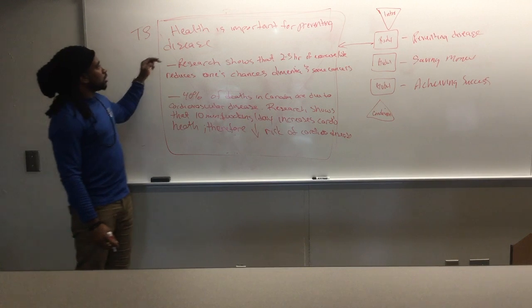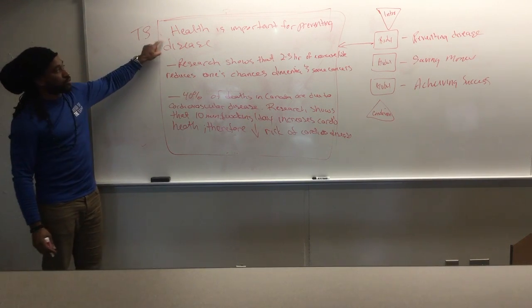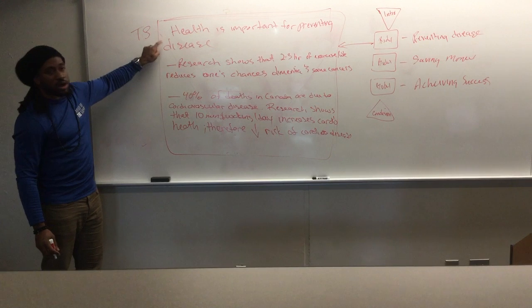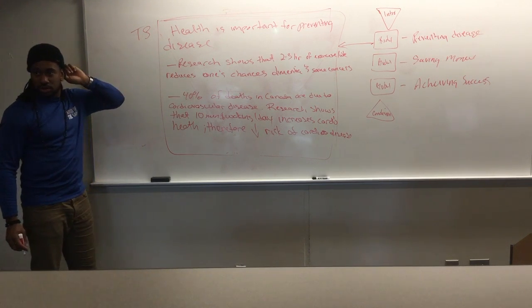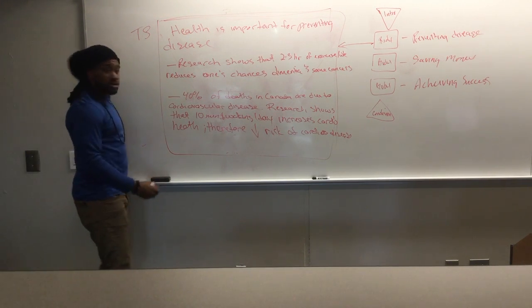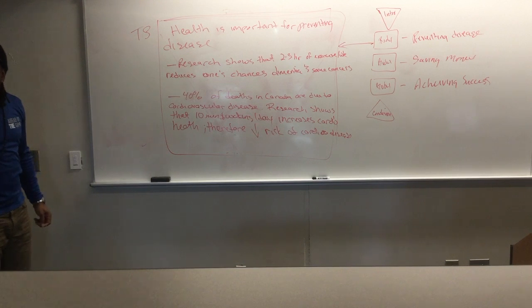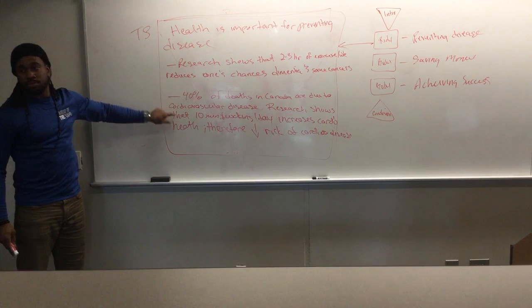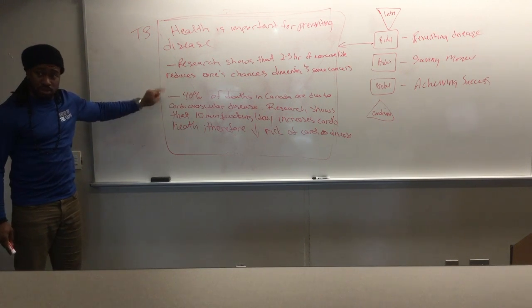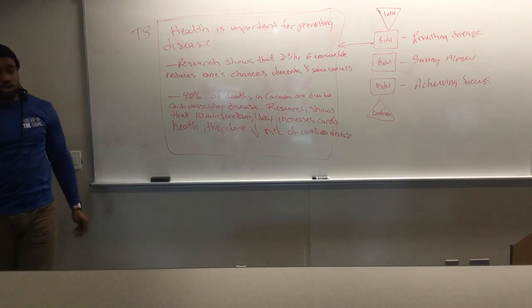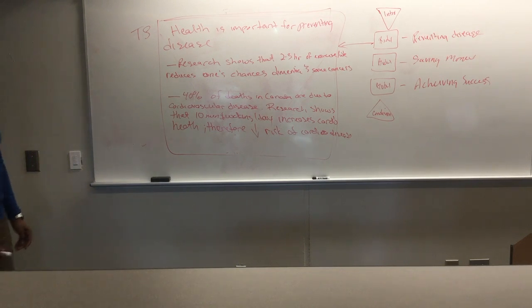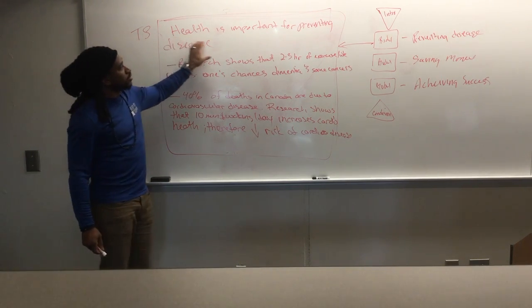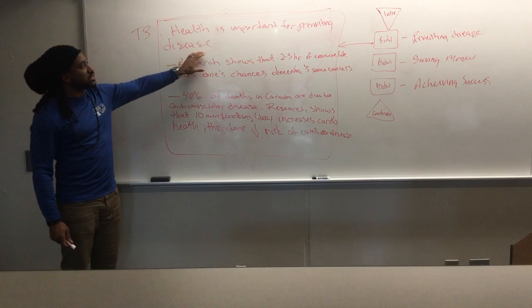So here's our main point, that these things support our claim, right? So in the end, say it again. How many claims should there be? So this is our claim, here's our points to back it up. How many points to back it up? It depends on how strong your argument is, because what you're saying is health is important for preventing disease, right?